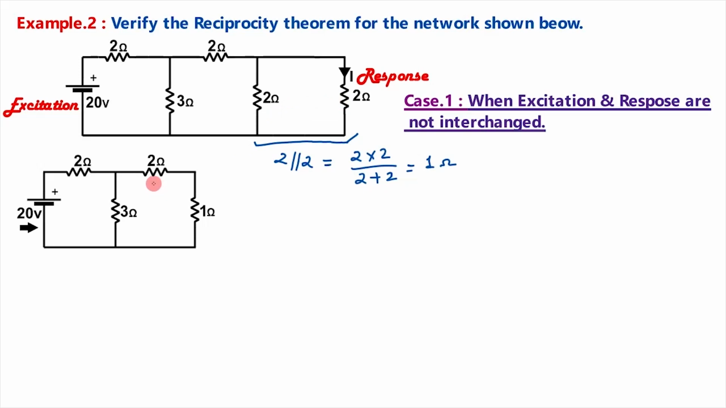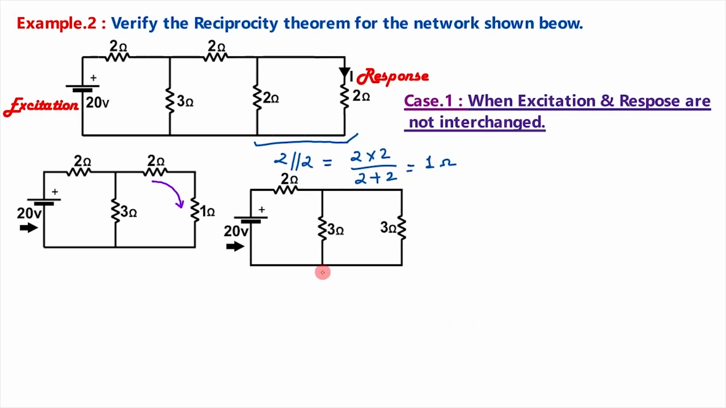Now see this 2 ohm is in series with this 1 ohm. That means we can add it so that it becomes 3 ohm. So our circuit becomes like this. Again see here this 3 ohm and this 3 ohm are in parallel. That means 3 ohm in parallel with 3 ohm, which is equal to 3 into 3 divided by 3 plus 3, which is 1.5 ohm.